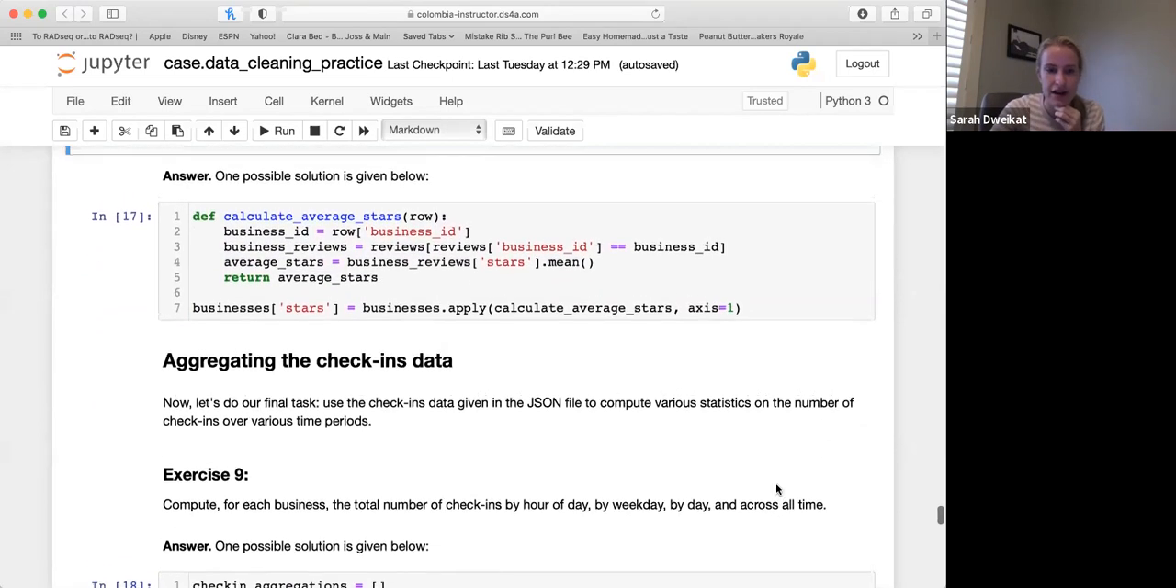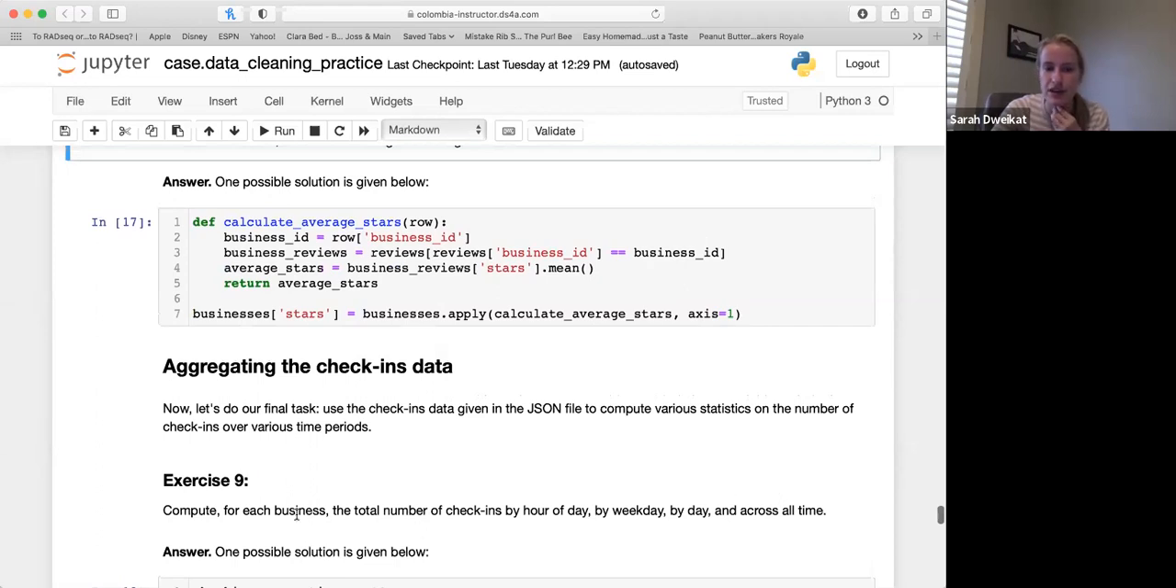So for exercise 9, we want to compute for each business the total number of check-ins by hour of day, by weekday, by day, and across all time. So this one is difficult. Since we have 10 minutes, we'll give a couple minutes if you want to think. You don't have to write out all of the code. That would take a while to do. So just think about the functions you might use, or in your mind, think about how you would do it.